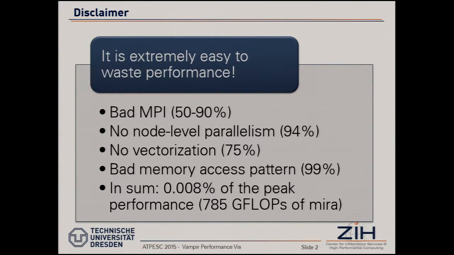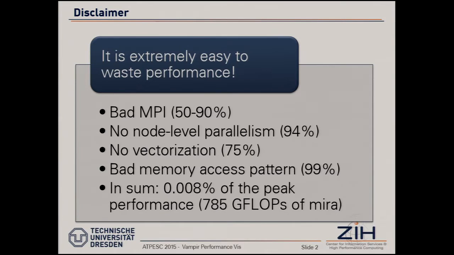I'll start with a disclaimer. It's extremely easy to get really crappy performance out of an HPC system, and just to throw some numbers at you: if you write bad MPI code, and this is from experience, you typically lose between 50 and 90% of your performance, easily.